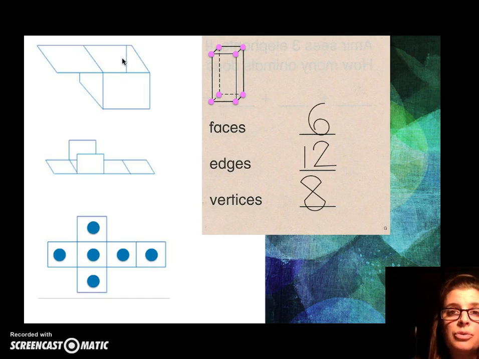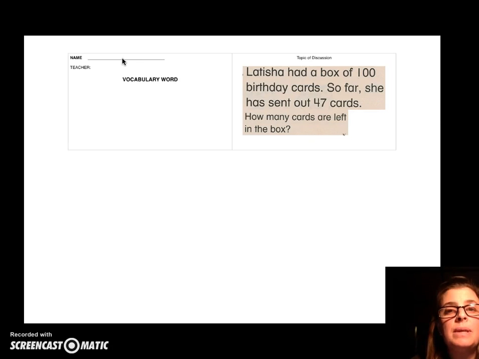Let's go on to this week's topic of discussion. Your ticket this week should look like this. Go ahead at this time and put your name on your answer ticket.